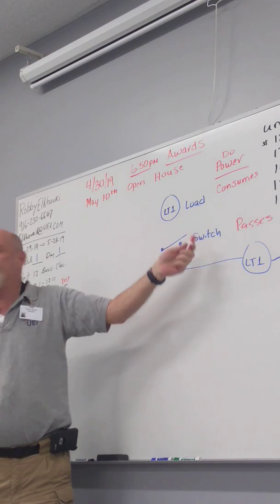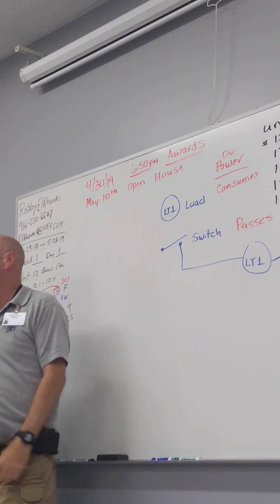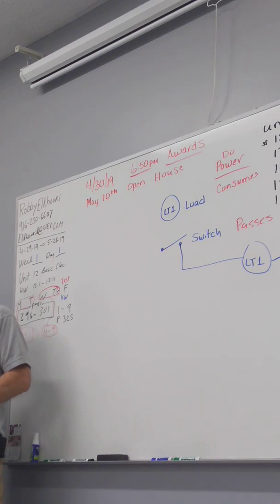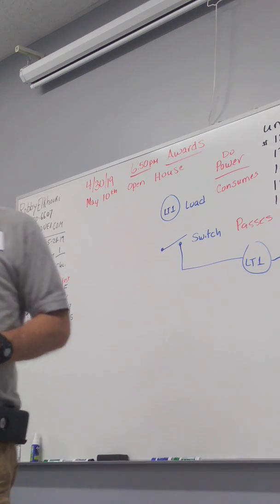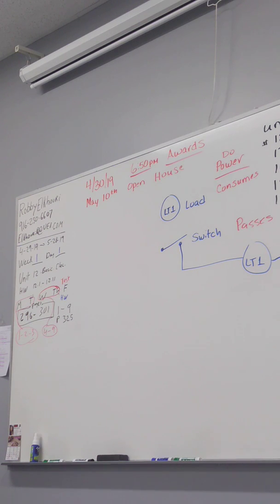Right? So a load consumes power, a switch passes power. Really important to know that. So right now, this switch is closed, it's passing power to the lights. Right? And when I open the switch, it stops passing power. And the lights are right now consuming power. And now they're not, because the switch is open. As simple as that. We have a starting point here.